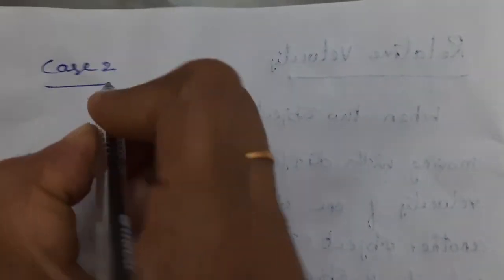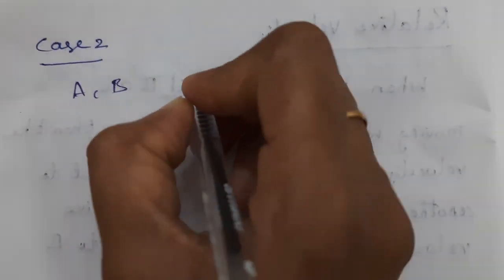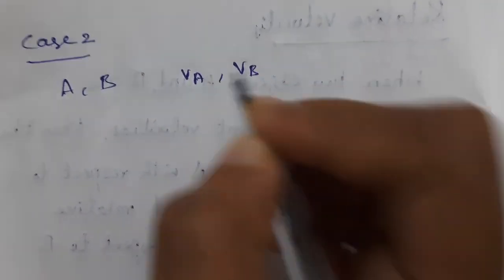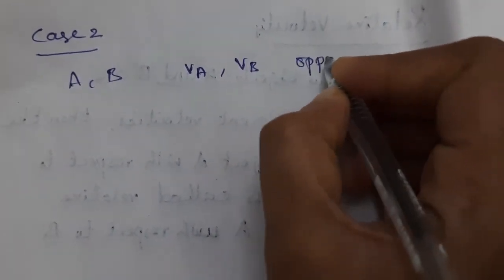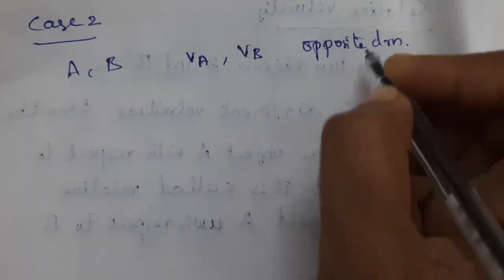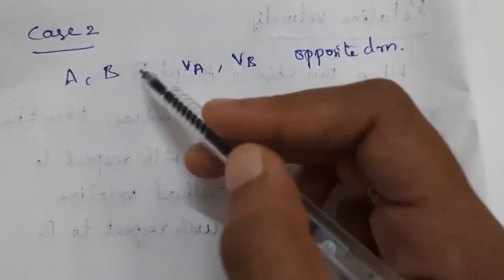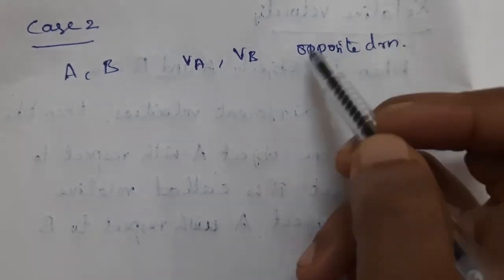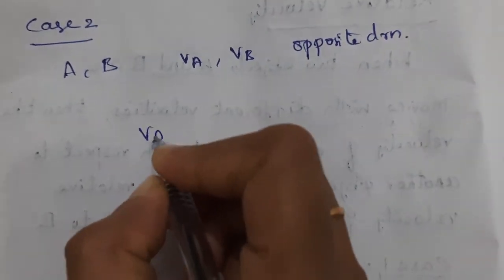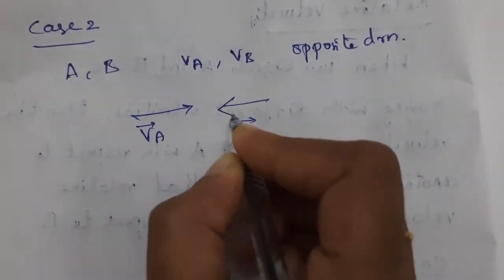Case 2. Consider two objects A and B moving with uniform velocities VA and VB along the same track but in opposite directions. First case we have discussed about the same direction. Here the objects A and B are moving with uniform velocities VA and VB along the same track but in opposite directions. That is, VA may be in this direction and VB vector in this opposite direction.